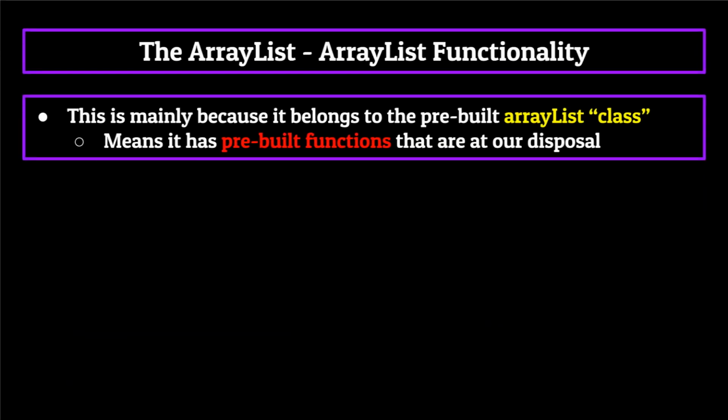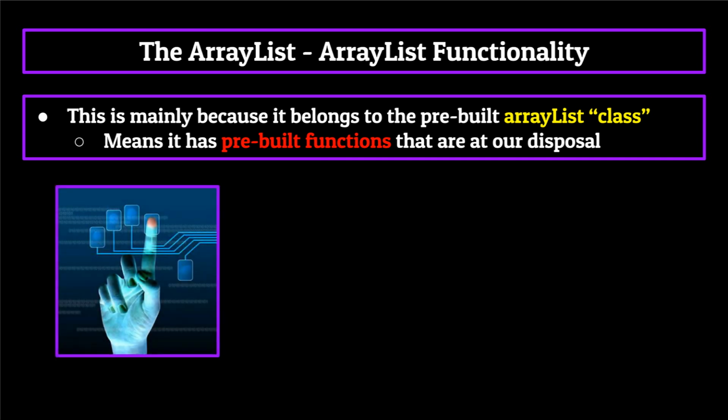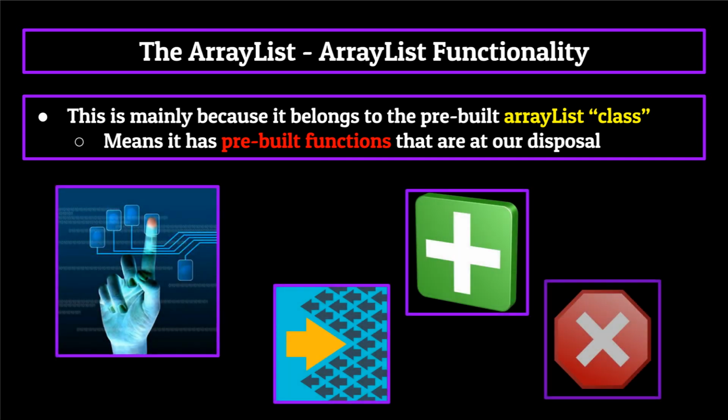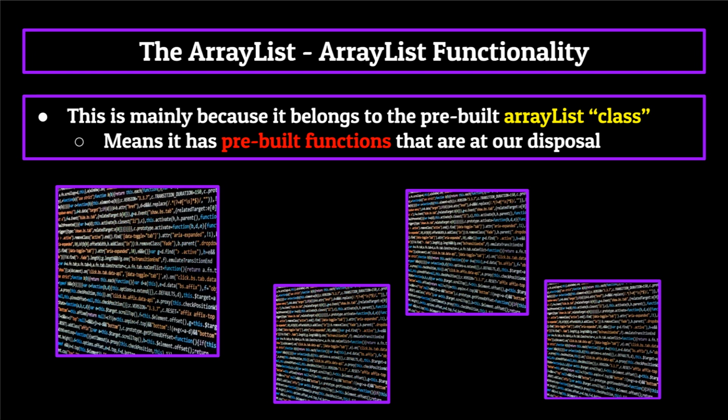This is attributed to the fact that it belongs to the pre-built ArrayList class, which we talked about earlier. The fact that the ArrayList belongs to a class means it's going to come with pre-built functions that are already at our disposal from the moment we define and instantiate an ArrayList. More specifically, the ArrayList comes with methods we can use to access, change, add to, or delete from it easily. If you were using an array, you would have to program most, if not all, of these methods by hand, and so having them pre-built into the ArrayList class makes it especially useful.